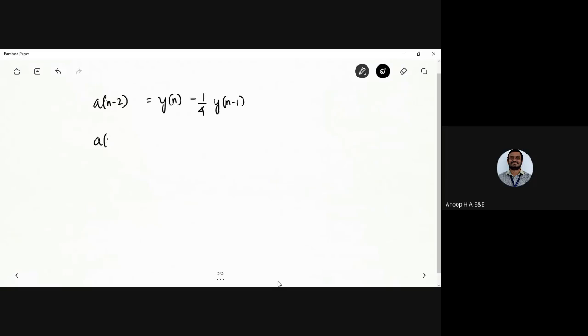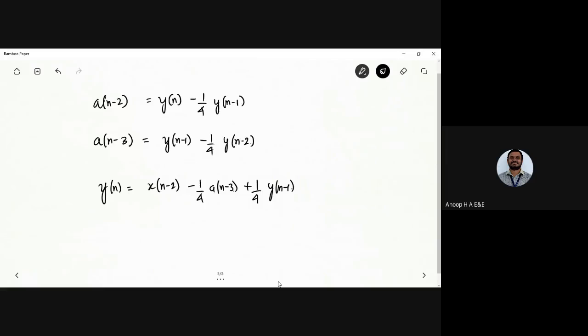Next you are going to have a of n minus 3, which is equal to y of n minus 1 minus 1 by 4 y of n minus 2. Next, what are you going to have? You are going to have y of n. So y of n is written as x of n minus 2 minus 1 by 4 a times n minus 3, plus 1 by 4 y of n minus 1.